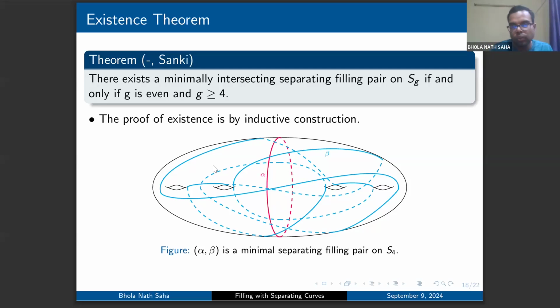And we have also shown that for g equal to 2, there exists no minimally intersecting separating filling pair. That means the number of disks in the complement is 2. No such pair exists in genus 2 and also in odd genus.